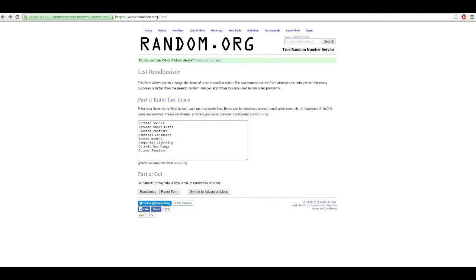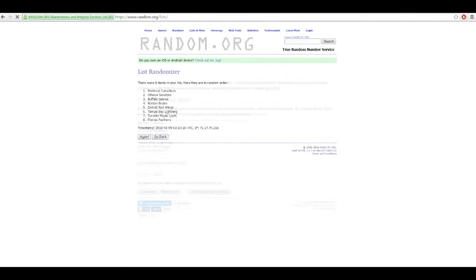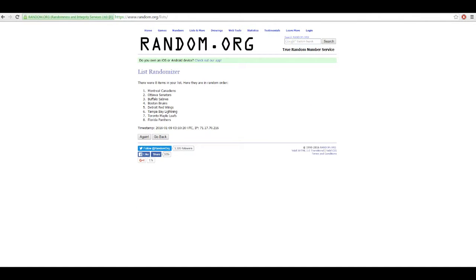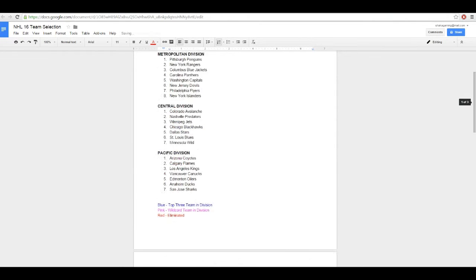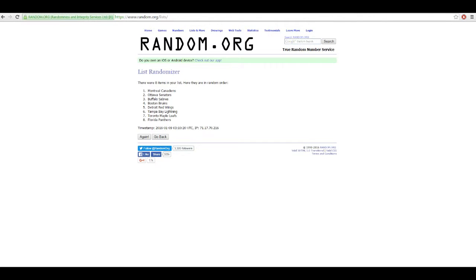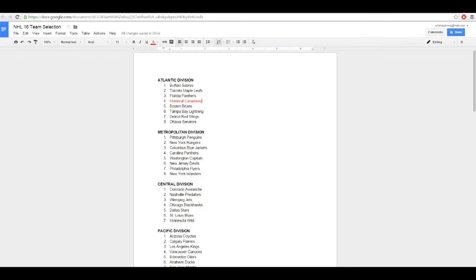So first we're doing the Atlantic division. Let's randomize this. The first team out is the Montreal Canadiens. They're out. They're gone. Bye-bye Montreal. We'll put them in red because they're eliminated. Anyway, let's do it again. Second team eliminated is the Ottawa Senators from Ontario. Good thing, because I didn't want to do the Senators or the Montreal Canadiens because they're too good. Well, I guess the Senators aren't good, but you know what I'm saying.